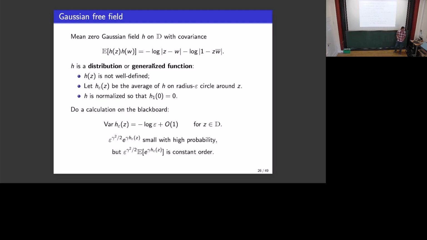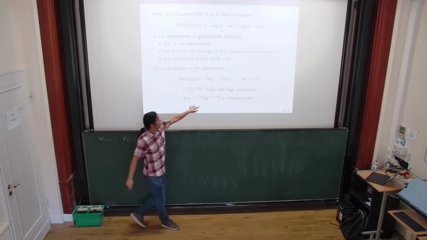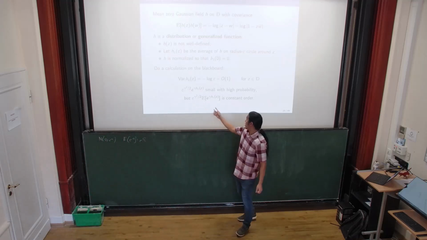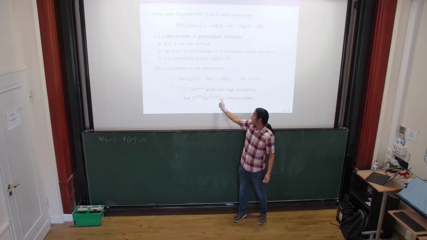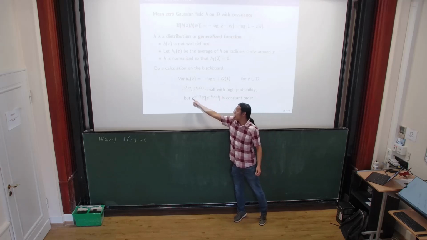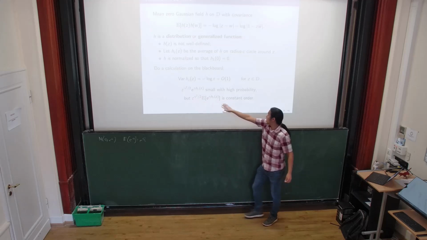On the other hand, from how Gaussians work, if you have an N(0, sigma squared) random variable, the expected value of e to that quantity is like e to the sigma squared over 2. And so this is actually just going to be constant order. This exponent is a Gaussian with variance gamma log of 1 over epsilon, and so the expected value is like the reciprocal of this thing. So this quantity is constant order.